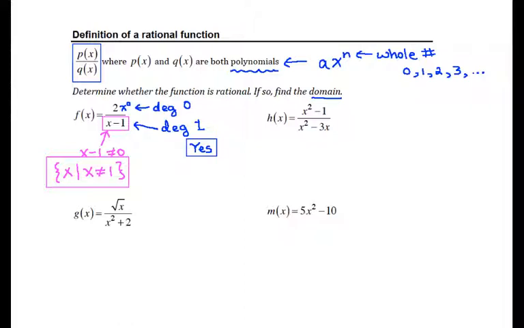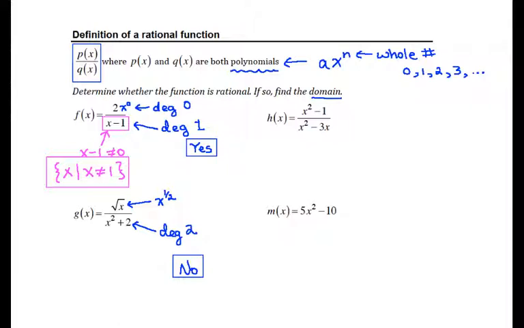Going on now to g of x right below, we have in the denominator a degree 2 polynomial, but in the numerator we can see the square root of x. Even if I were to rewrite that as a power, that power is 1/2. That would be written as x to the power 1/2. So even though I can write the square root of x as a power of x, it is not a whole number power. And therefore we would answer no to this one, and we will skip the domain question for this because it is not a rational function.